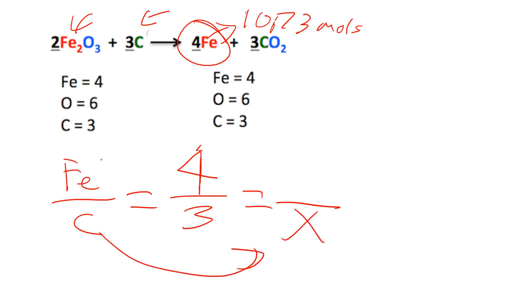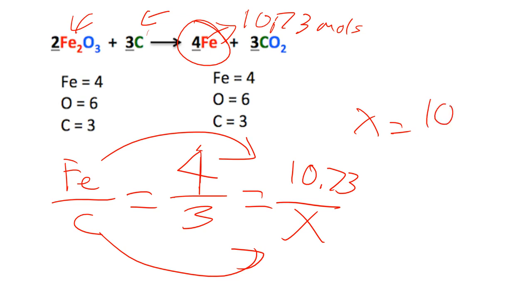We don't know the carbon, so that's going to be an x. The carbon here is going to be an x, but we know how much iron we have. We have 10.73. Okay, so when we solve for x, we get 10.73 times 3 over 4. Okay, 8.05.